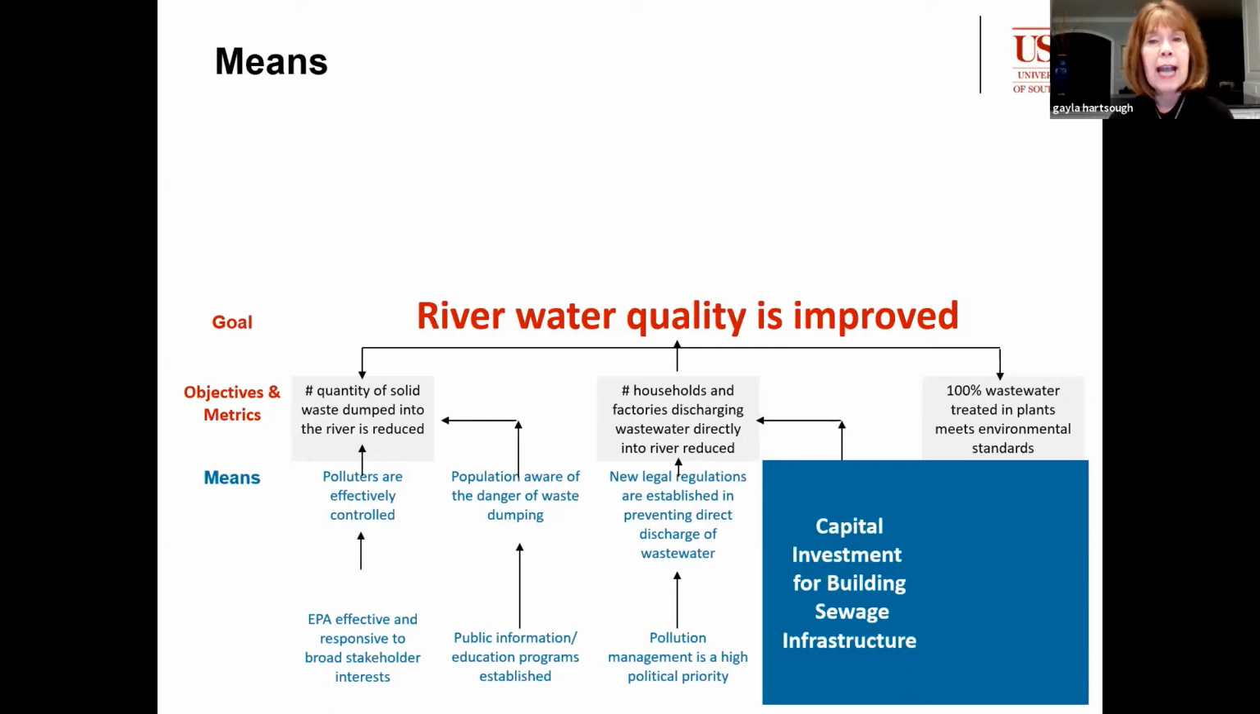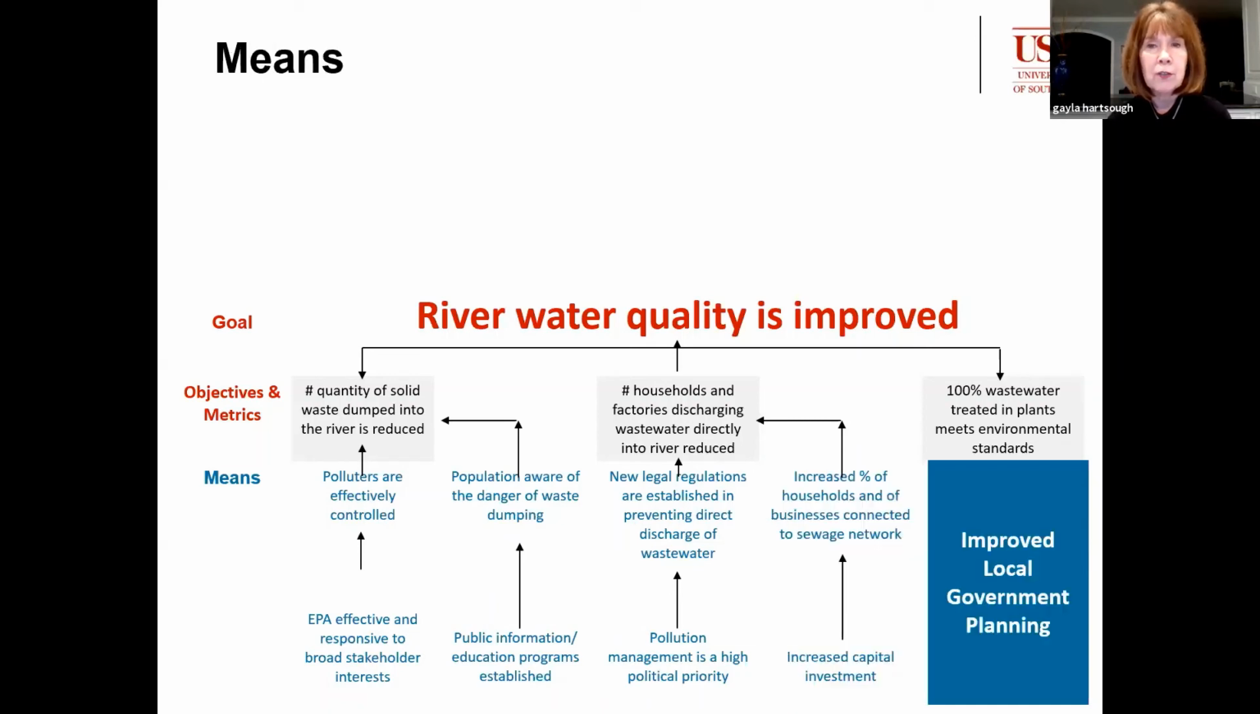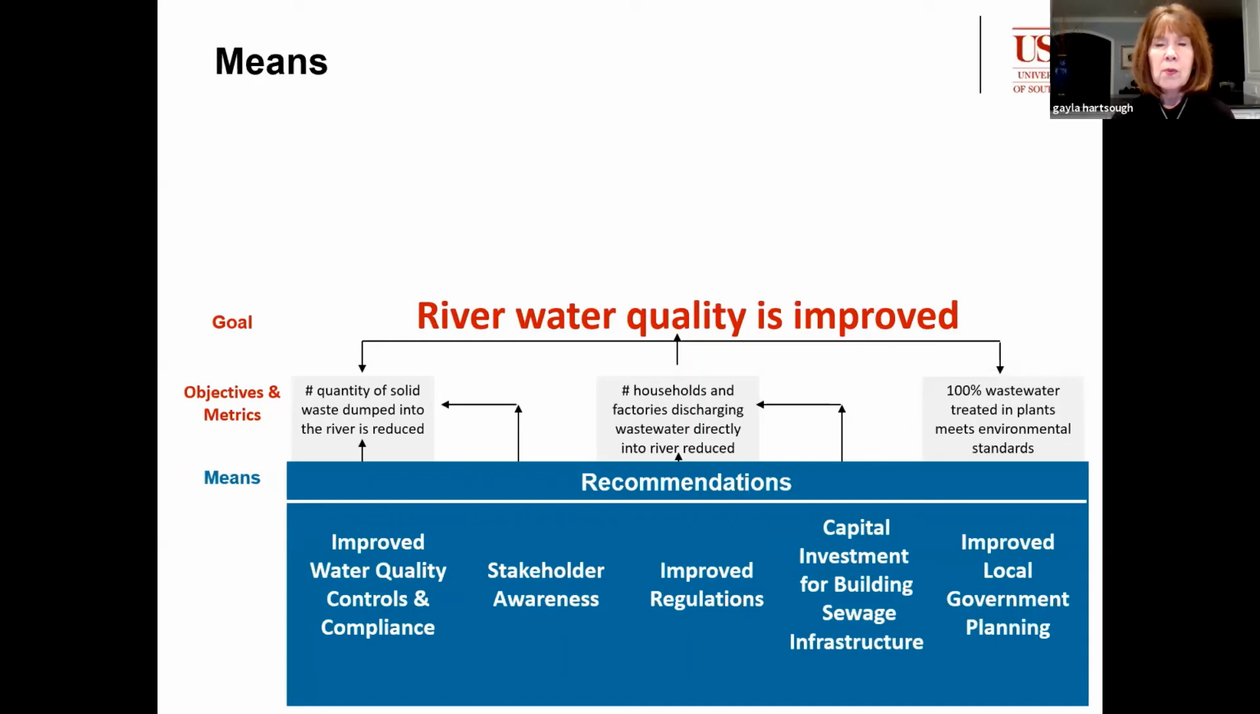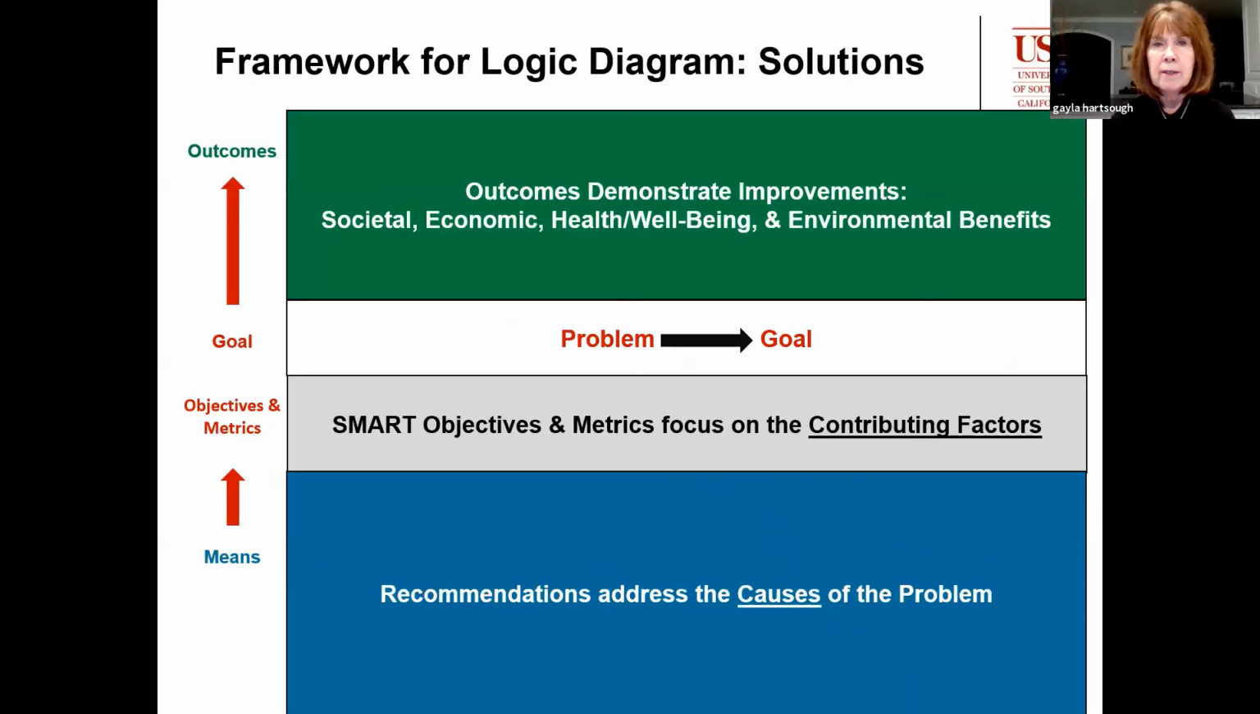We're also going to invest capital money to build a sewage infrastructure that will increase the percent of households and businesses connected to the sewage network. And we're going to make sure the local government planning is much more effective than it's been in the past, and that they have cost recovery mechanisms in terms of their investment into the infrastructure. So these form the recommendations in your paper. They are tied to SMART objectives to achieve the goal of river water quality is improved.